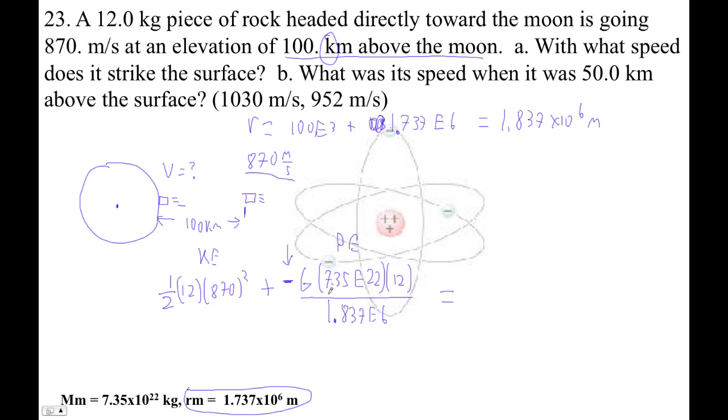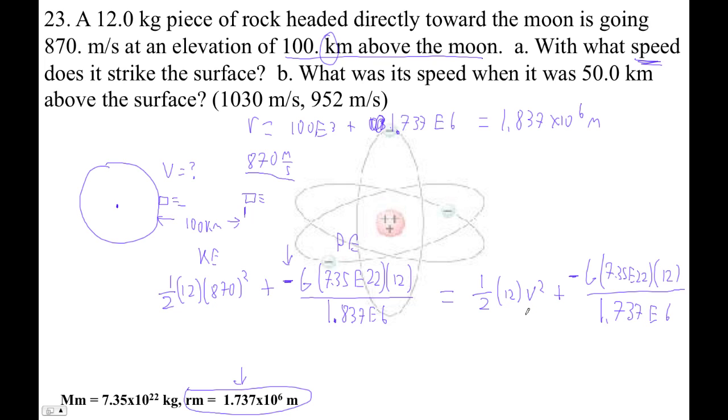And then this is above the surface, and then striking the surface of the moon, it's got 1/2 times 12 v squared, and that's, of course, what we're trying to solve, right? What speed does it strike the surface? Plus the opposite of G, and then 7.35 E22 and 12. And then when it's at the surface of the moon, it's that far from the center, right? Okay, and now we're all set. Now we can solve for this v.